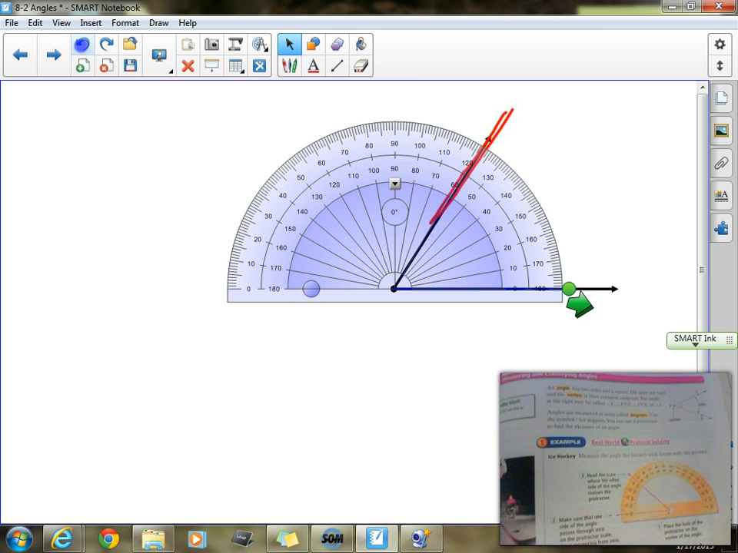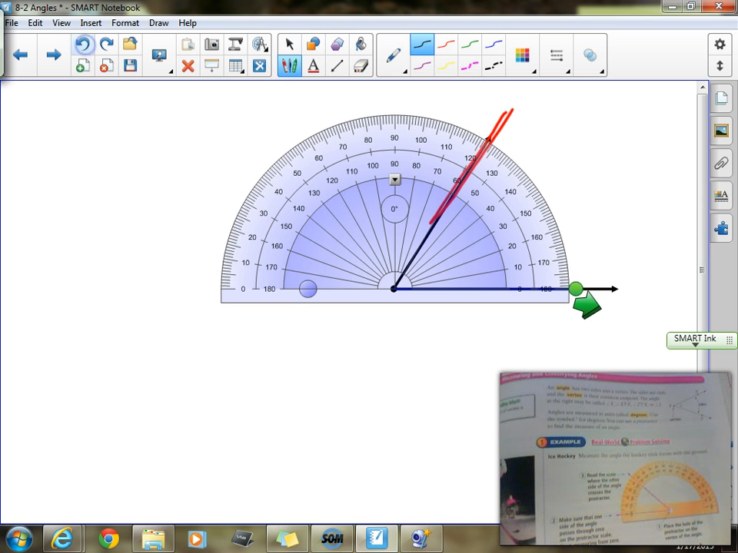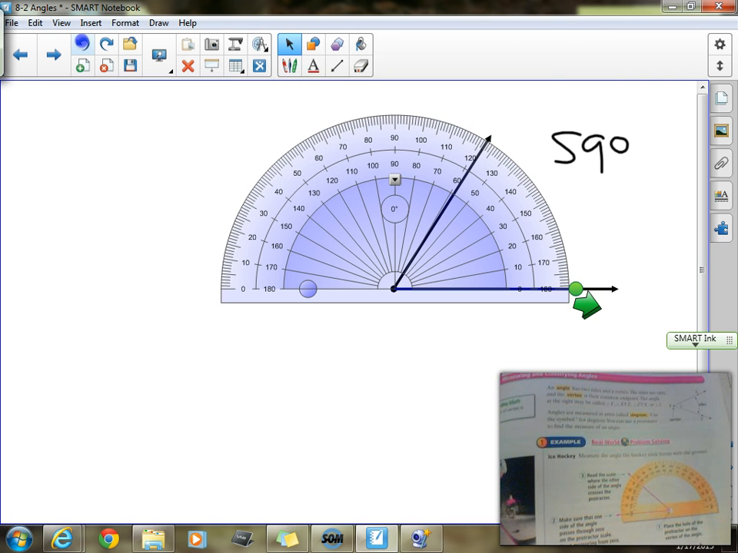So we see it's really, really close to, I'm going to erase that. It's really, really close to 60 degrees, so we'll call it 59 degrees. I'll make my degree sign better too. 59 degrees. So that is going to be the measure of that angle.